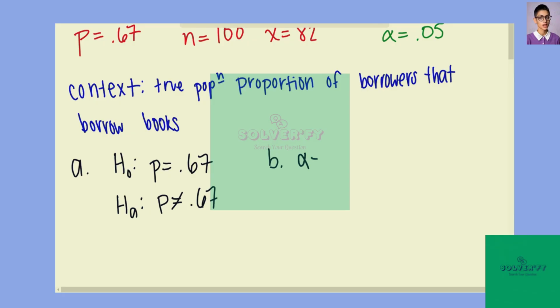We have an alpha level of 0.05, and since it's not equal to, we are testing whether or not the true population proportion is different from the claim. That means we have a two-tailed test. That means our critical value is plus or minus 1.96 because it's on either side.